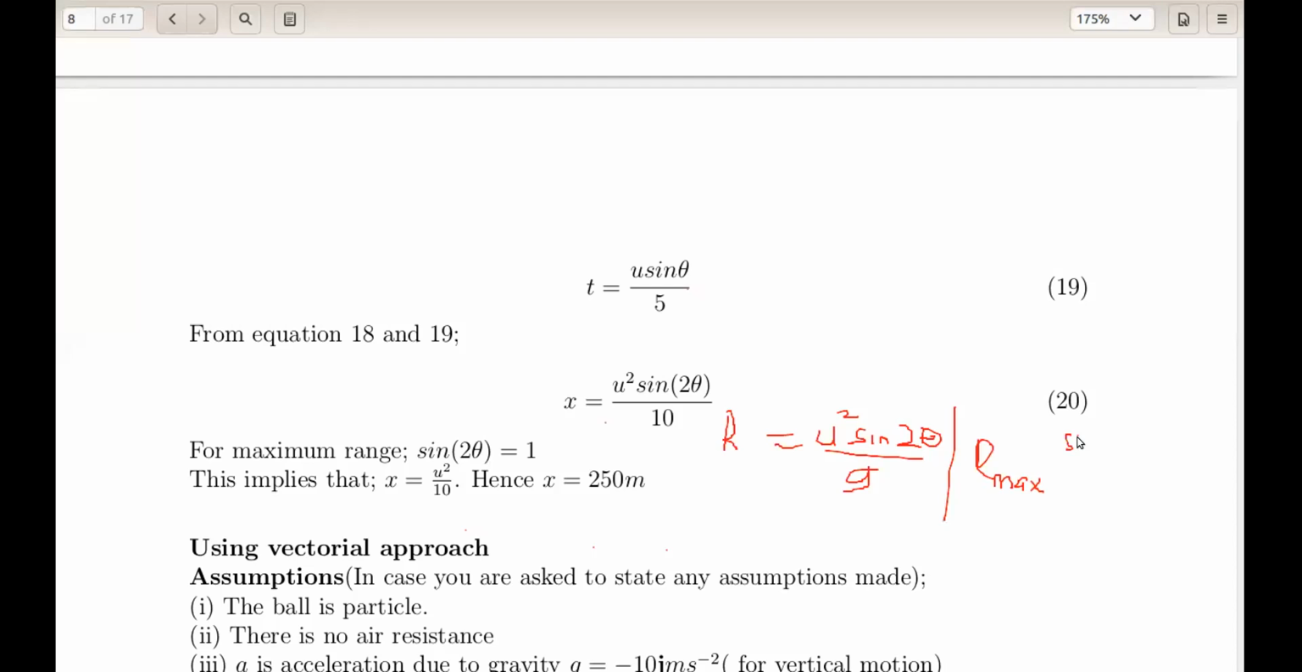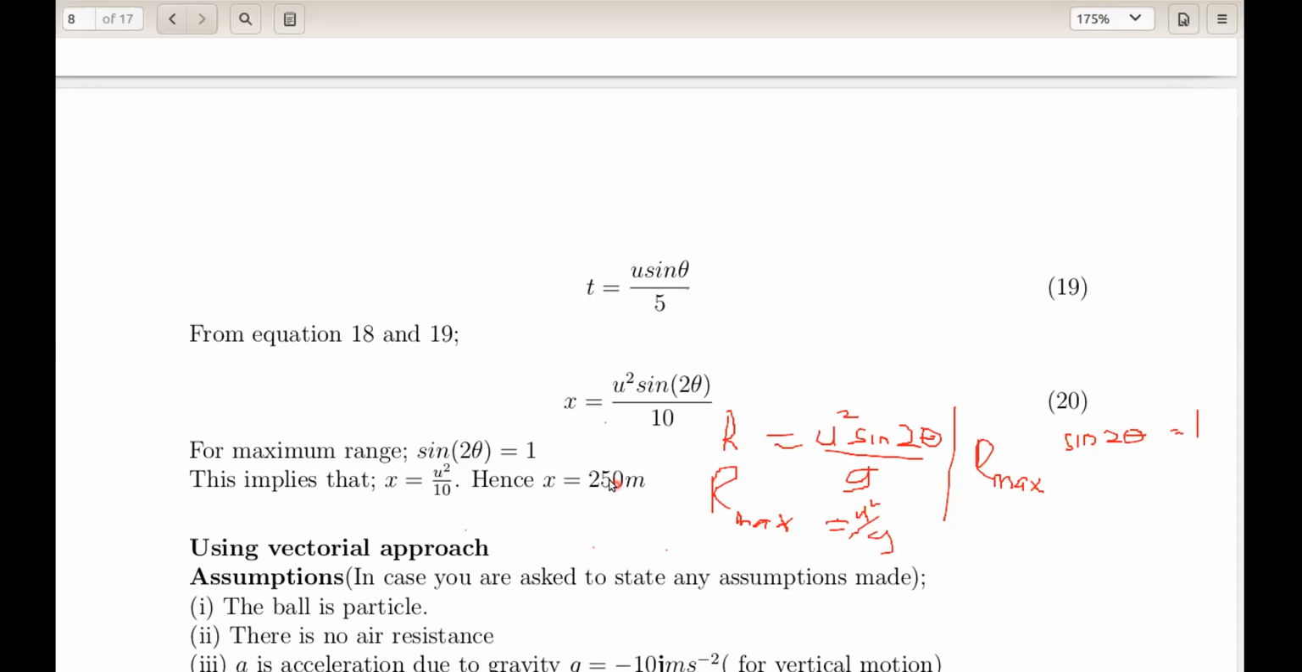sine of 2 theta is always equal to what? One. So your range max can easily be obtained from u squared out of g. So you substitute for your u, which was 50, and you obtain, I think you come up with this answer. Is that okay? Yes.